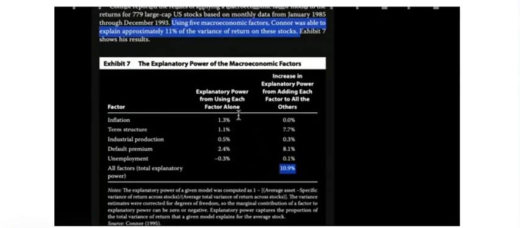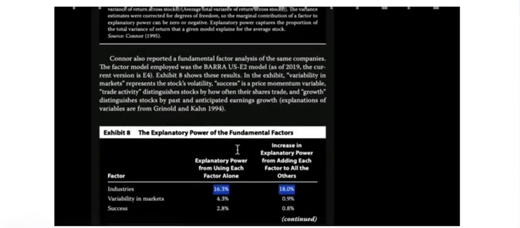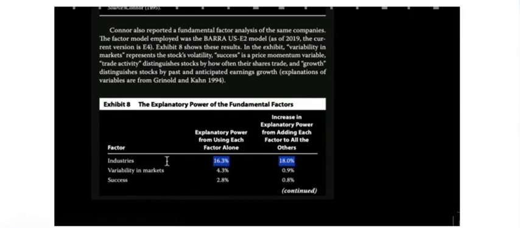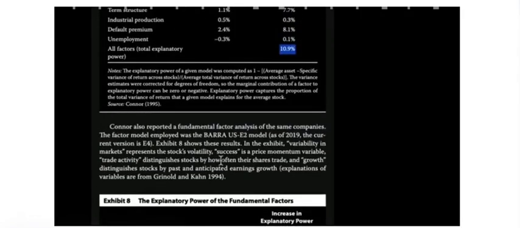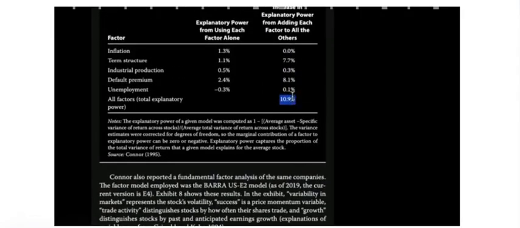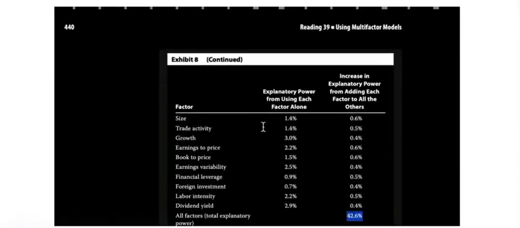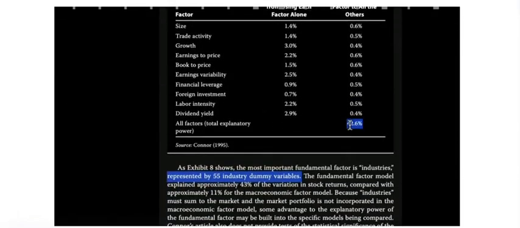Anyways, there's 10.9%. We can see the factors that were used, the explanatory power of using each factor alone and then using them in combination. Let's keep going here and let's look at the fundamental factor model. Look how big one of them here is. Industries. Just this one alone is 60% more explanatory power than all 5 of the macroeconomic factors, just knowing what industry something is in. And all of these factors together, 42.6.